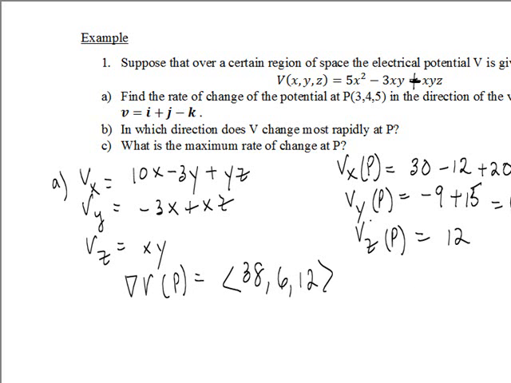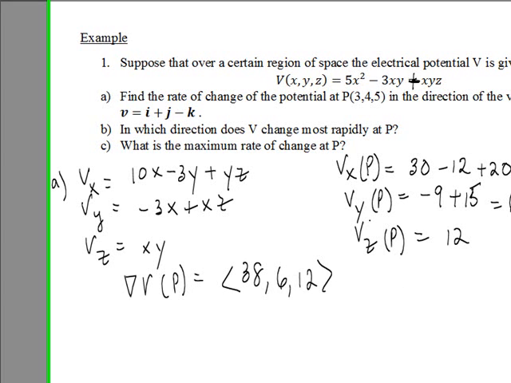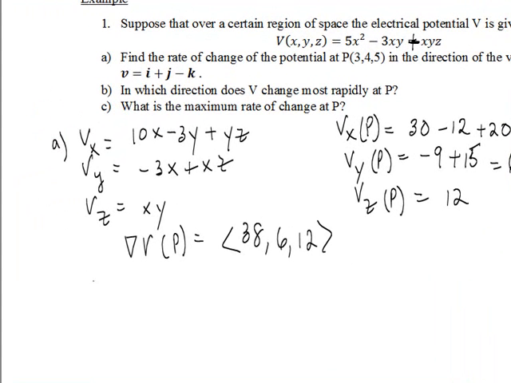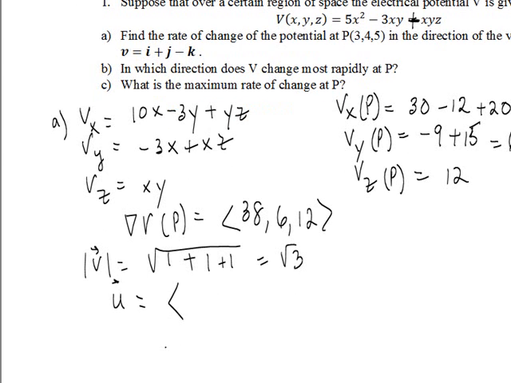So that's the first thing. Now, what else do we need to find in order to find the directional derivative? What should we do now? Find the unit vector. So in order to find the unit vector, what should we find first? The length of v. So the length of the vector v is the square root of 1 plus 1 plus 1, which is square root 3. And so the unit vector is equal to, again, I'm going to use angle brackets instead of i, j, and k, that's just my preference, <1 over square root 3, 1 over square root 3, minus 1 over square root 3>.